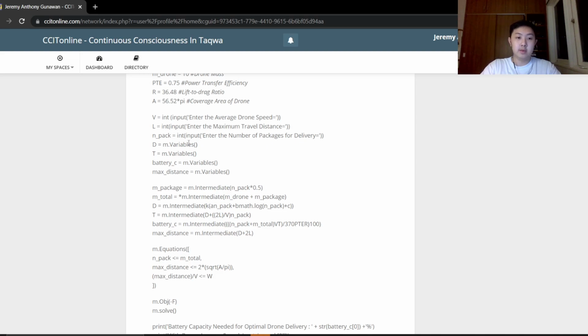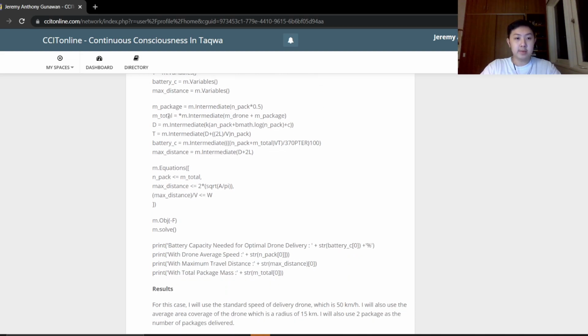So if this works, that means it's viable, and if this doesn't work, that means the combination of these three is not viable. So we can also put in the variables, and we can put in some formulas like the mass of the package is number of packages times 0.5, which means we assume that every package weighs 0.5 kilograms.